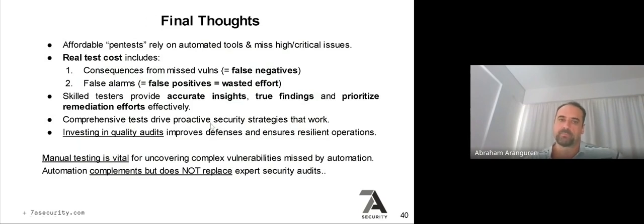So things like that. And then comprehensive tests will drive proactive security strategies that work. And then investing in quality audits improves defenses and ensures resilient operations, right? So manual testing is vital for uncovering complex vulnerabilities missed by automation, and automation complements but does not replace expert security audits, right? So I am not saying you should not use automation. I'm saying you should be aware of the limitations of automation and use an expert security audit on top of it, right? So just to be clear.